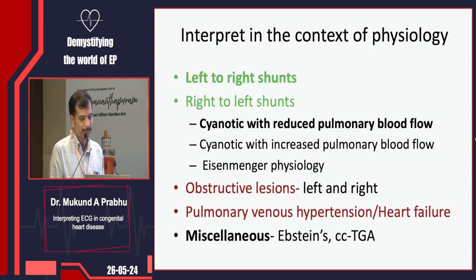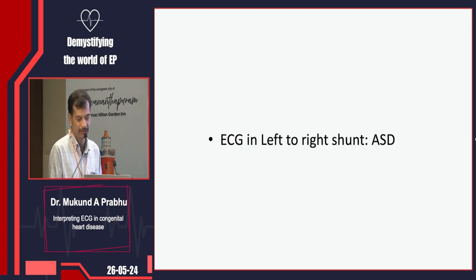Once we establish all this basic stuff, we can interpret the ECG based on the context of physiology. We have to classify, we have to have a clinical diagnosis, whether it's a left to right shunt, right to left shunt, cyanosis with reduced or increased pulmonary blood flow, or less commonly obstructive lesions, pulmonary venous hypertension or heart failure. Or sometimes the ECG itself may declare the diagnosis, like in Ebstein's and corrected TGA.